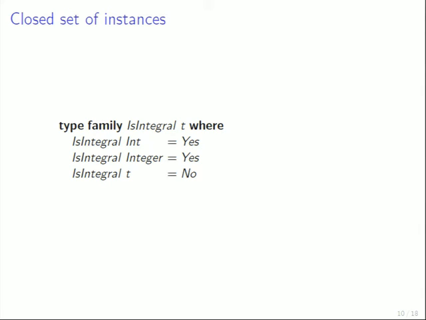The second one is you can also define a set of closed instances. Sometimes you don't want to have open classes. For example, here, where we have this integral, where we perhaps only want Integer and Int to be instances of this type class, we can define a closed type family like this and say, well, these two are yes, and for any other type we want to have no. And we get a corresponding error message.